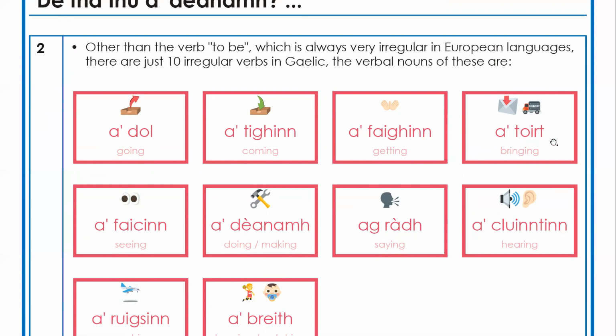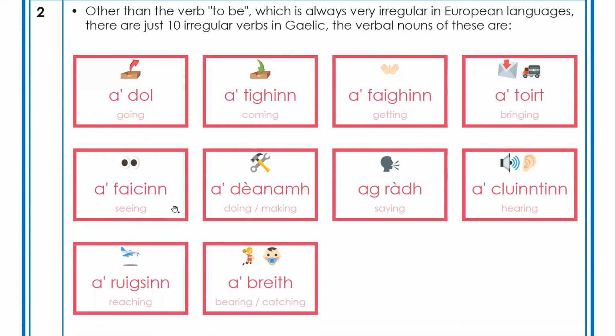A thirst, bringing. And this one we'll see used with different prepositions. So you get bringing to somebody, bringing with you for taking. There's various combinations of a thirst, and we'll see those later on in the course. A feikin, seeing, ha mi a feikin, I am seeing.